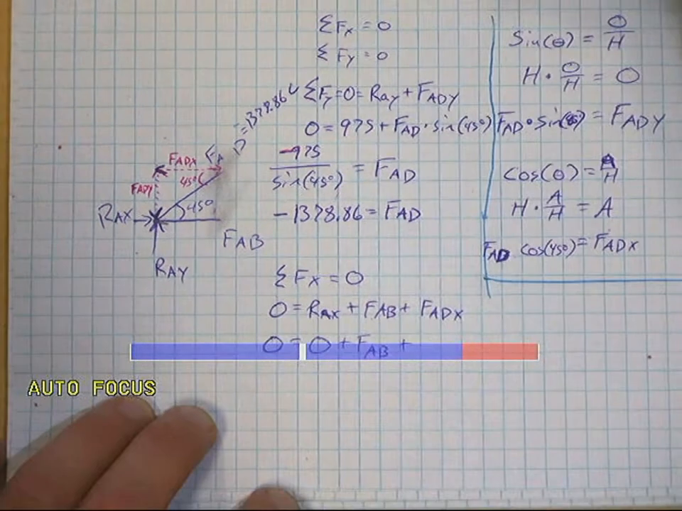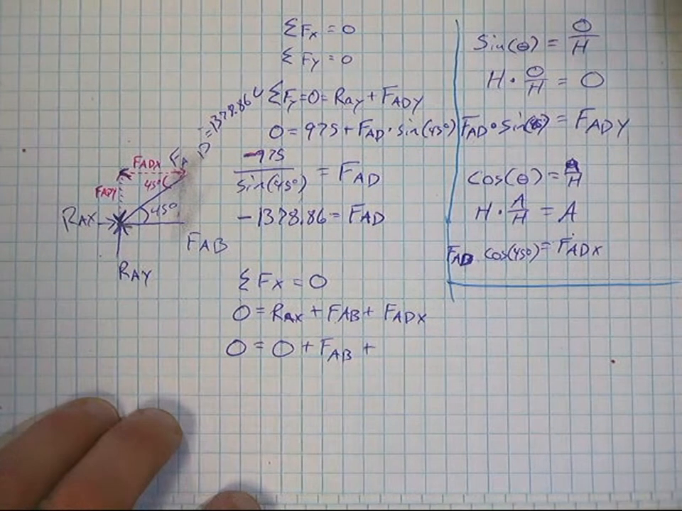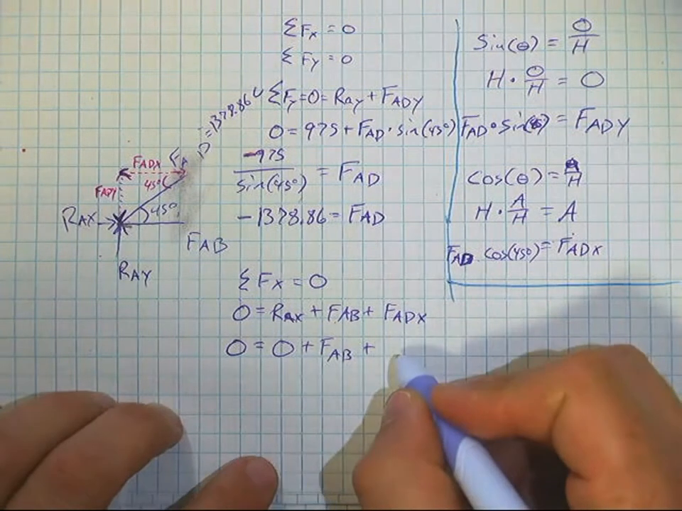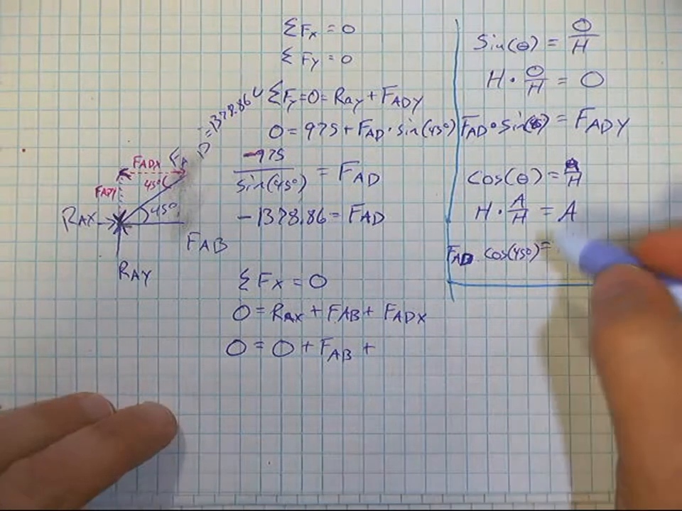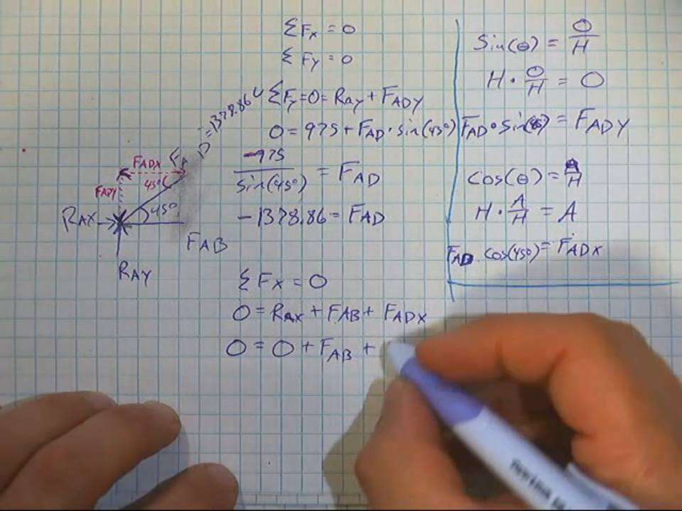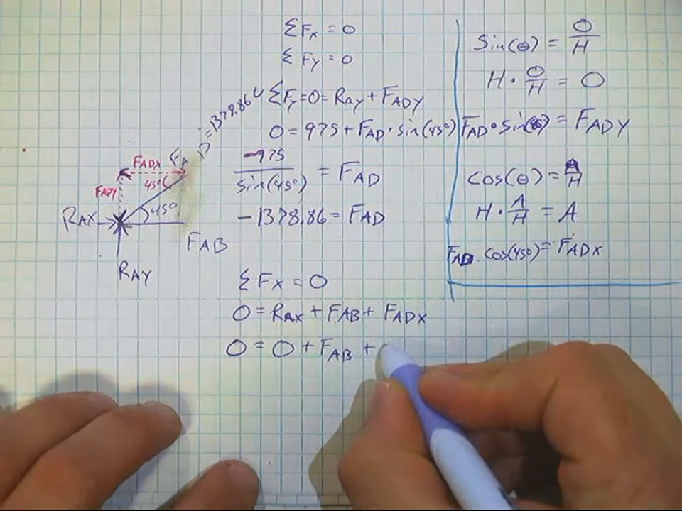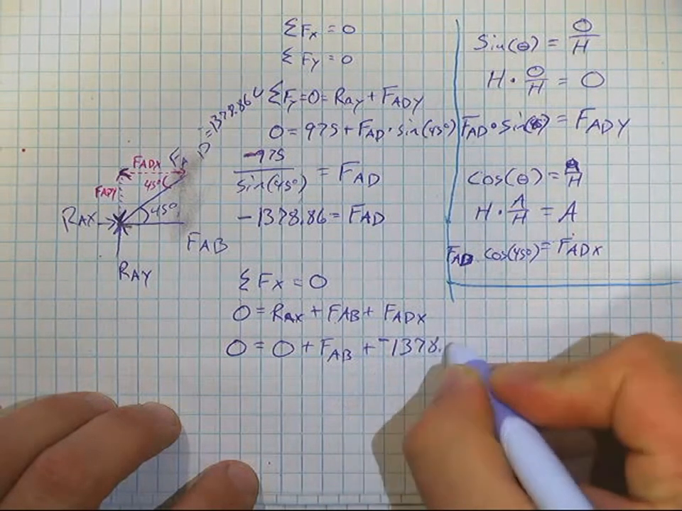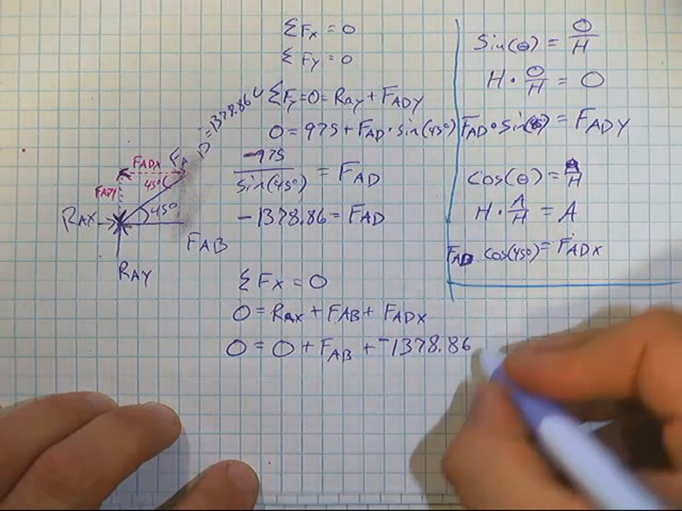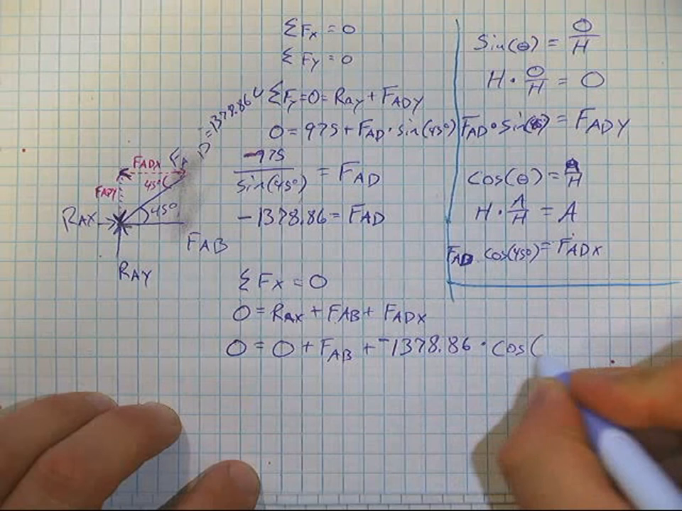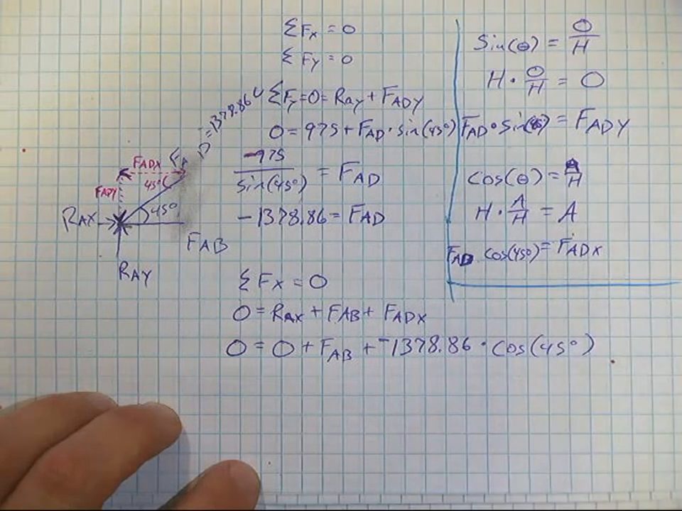So we know that FADX is going to be negative. We put in that negative value for FAD, since the result FADX needs to be negative. So we have negative 1378.86, and we multiply that by the cosine of 45 degrees.